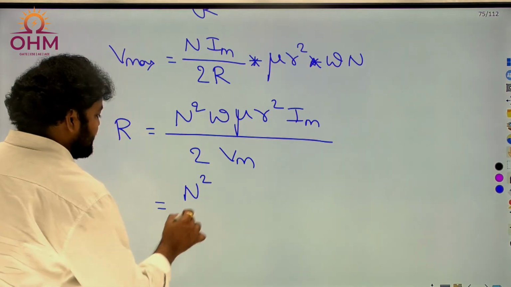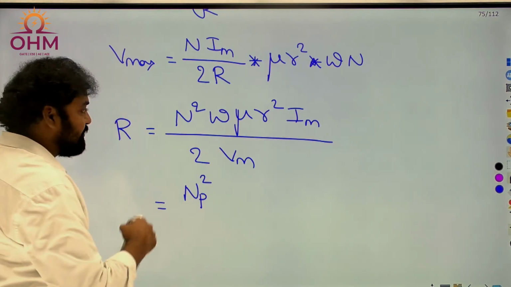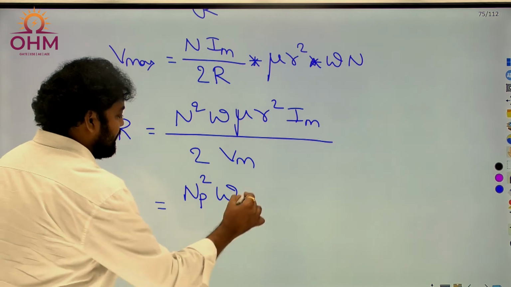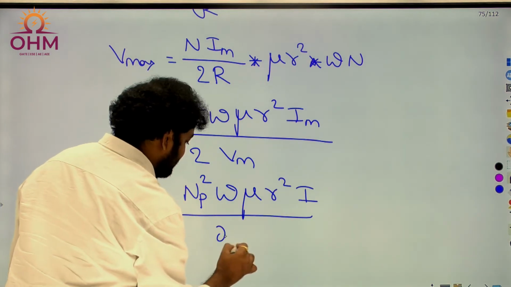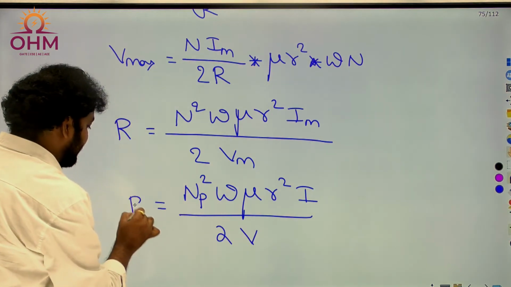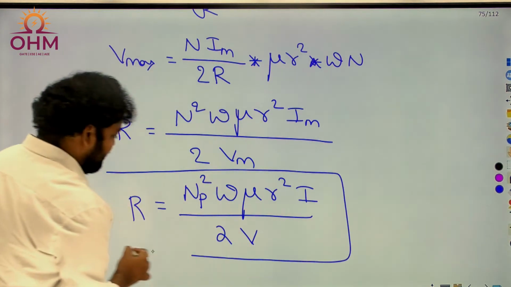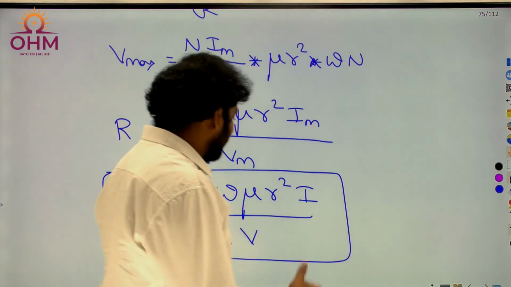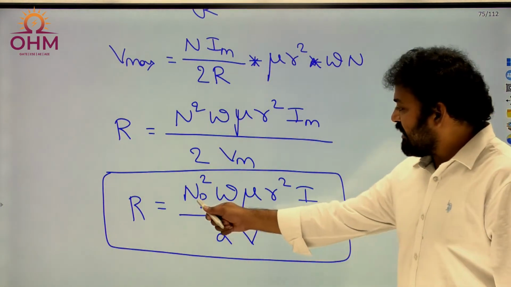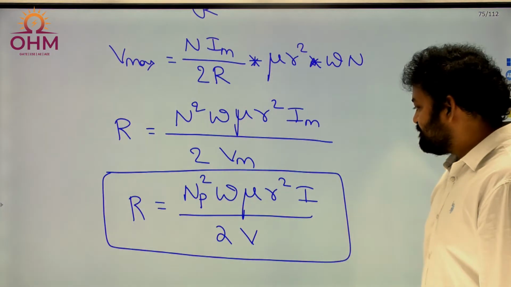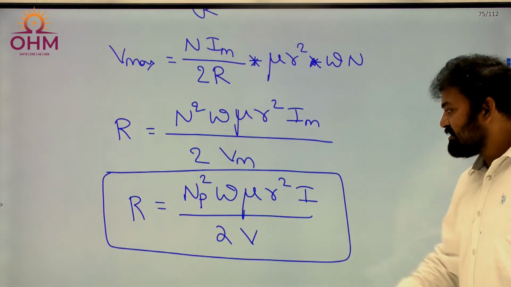So number of turns in primary, don't forget that number of turns in primary winding square, omega, mu, r square, Im is I, Vm is nothing but V. This is capital R formula. Finally, identify which option is having all these informations. You see, number of turns on numerator with square, current is on numerator, voltage is on denominator.